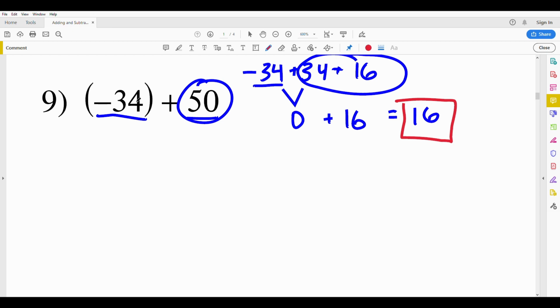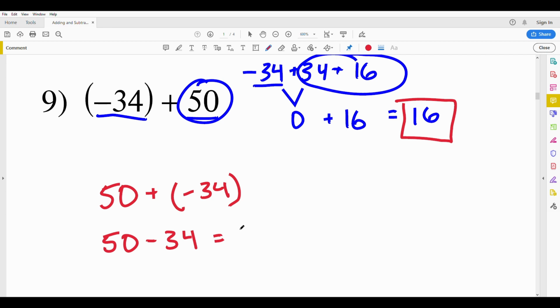And remember, you could also rewrite this as 50 plus negative 34, and adding a negative is the same as subtracting a positive. So 50 minus 34. That's easy. We all know that that is 16 because we add 6 to get to 40 and then 10 to get to 50. 50 minus 34 is 16. Let's continue on to number 10, the last one in this section.